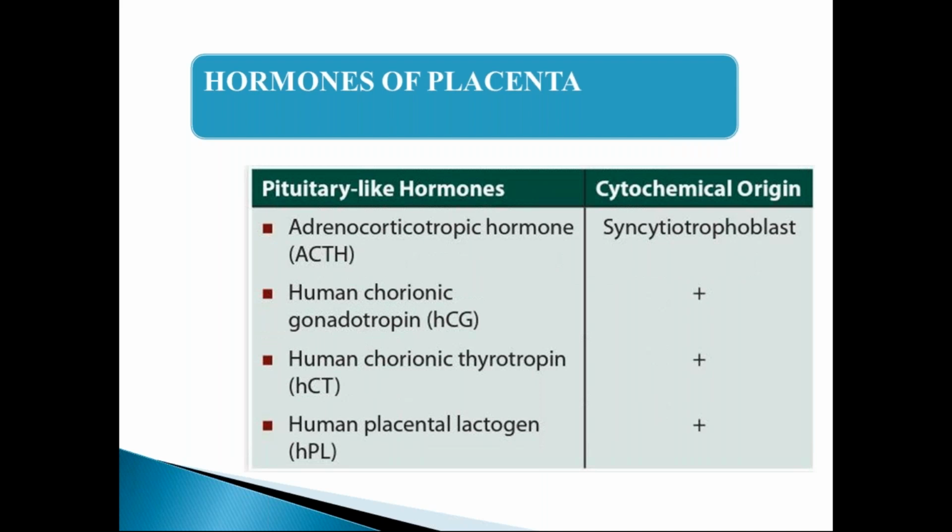The main pituitary-like hormones are adrenocorticotropic hormone, human chorionic gonadotropin, human chorionic thyrotropin, and human placental lactogen. These are synthesized from syncytiotrophoblasts of the placenta. I hope you know syncytiotrophoblasts and cytotrophoblastic cells of the placenta. So these are the main hormones. Among these, human chorionic gonadotropin and human placental lactogen are the main ones.